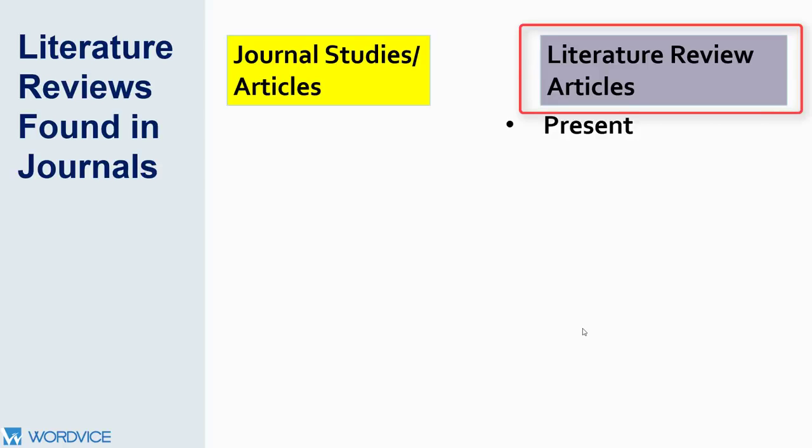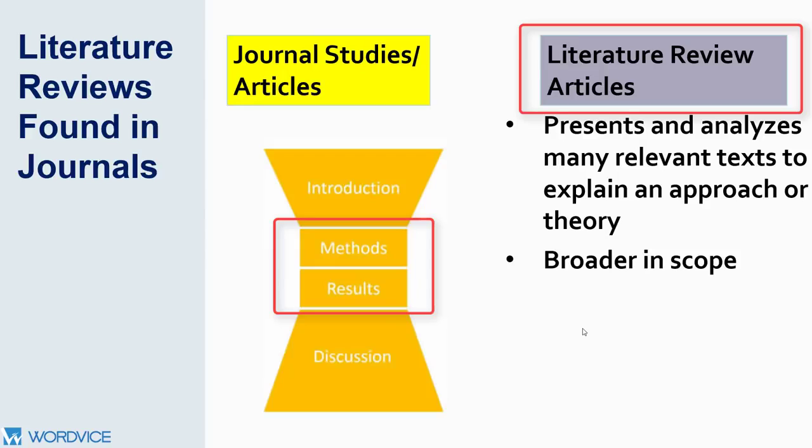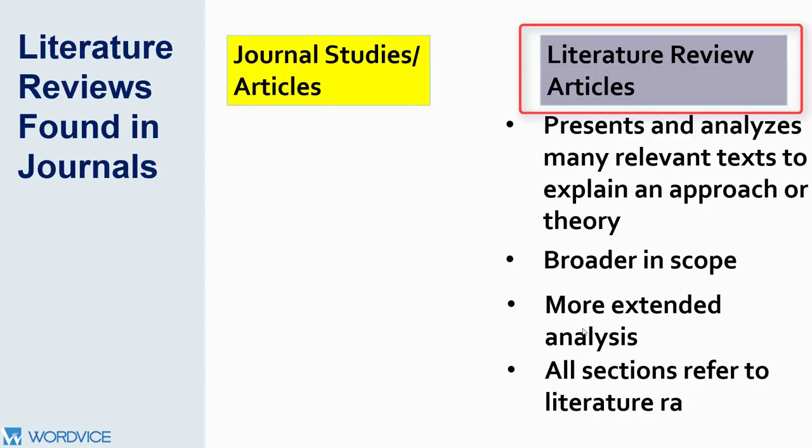Such an article thus presents and analyzes as many relevant texts as necessary to give a full account of a research topic, approach, or theory. It is generally a bit broader in scope and extends further back in time. This means that sometimes a scientific literature review can be highly theoretical. In addition, it focuses on the results and methods of previous studies. It often has a more extended analysis and goes into greater detail. All of the sections of this kind of review refer to the literature rather than detailing a specific current study.